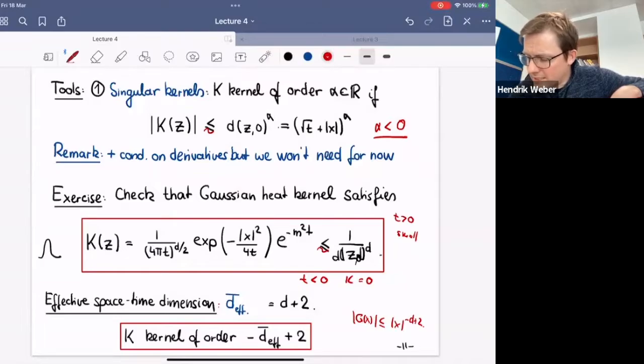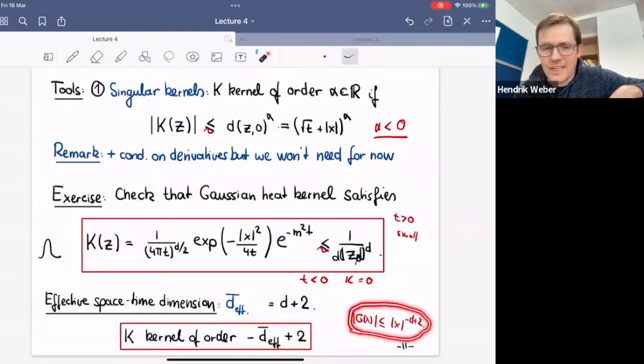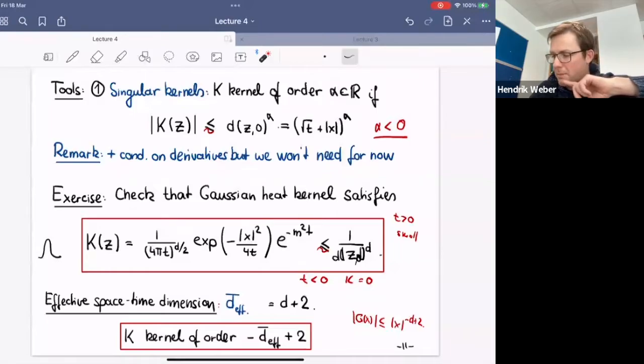So what you get here is that this kernel has a singularity at the origin that blows up like minus the effective dimension plus 2. It makes it look very much like the elliptic Green's function, if you view it in this way. And there was a question in the chat about whether t should be positive.